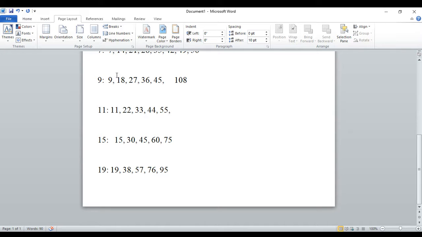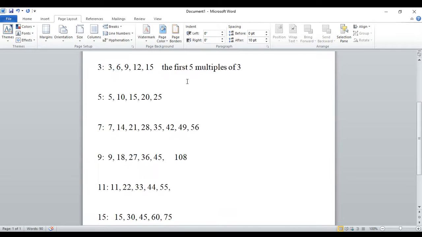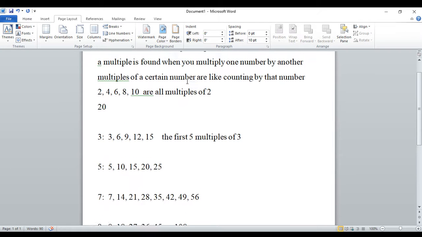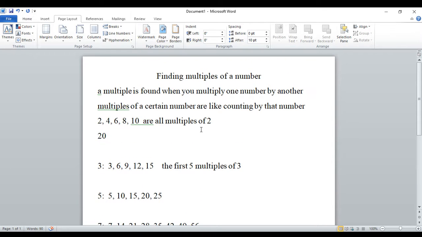Or you could say, well, does 9 go into 108 an even number of times without a remainder? And by even, I mean that you won't have a remainder. I don't mean that your answer has to be an even number. It just cannot have a remainder. So you would know that 9 could go into 108 12 times. So that is the beginning of what we're going to be learning about multiples.